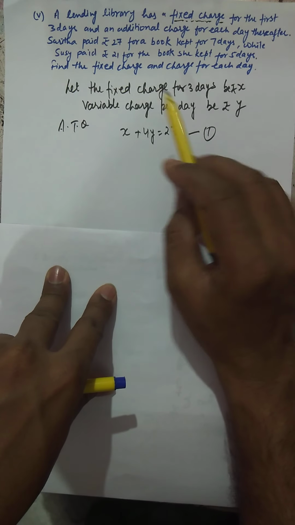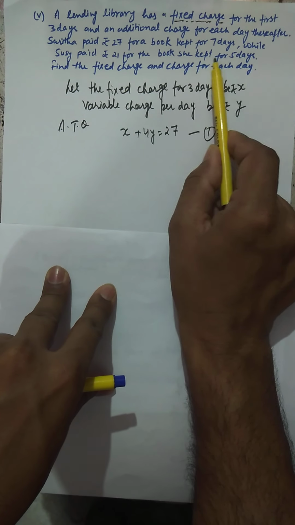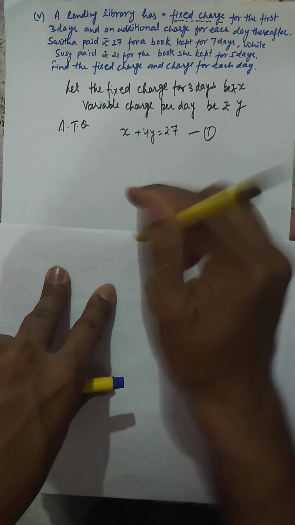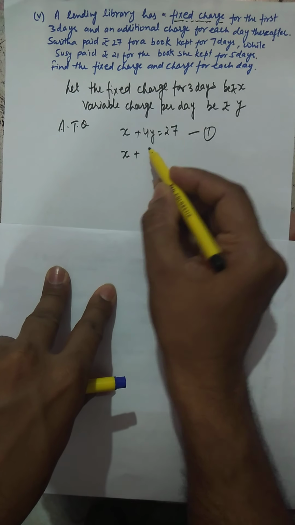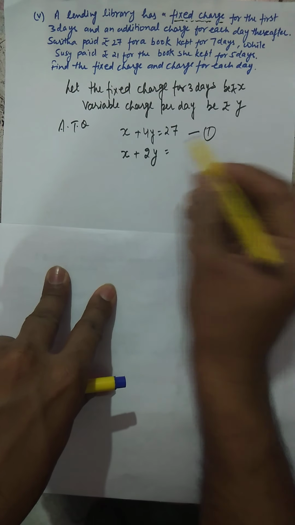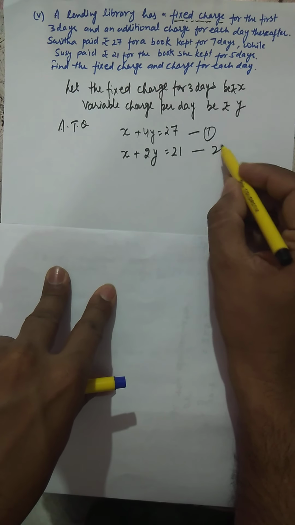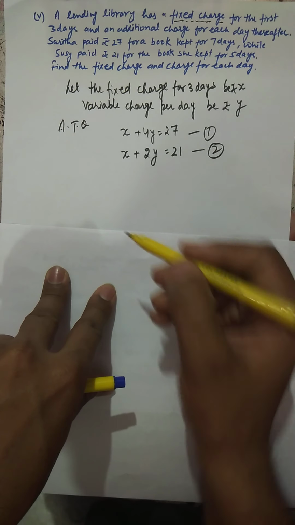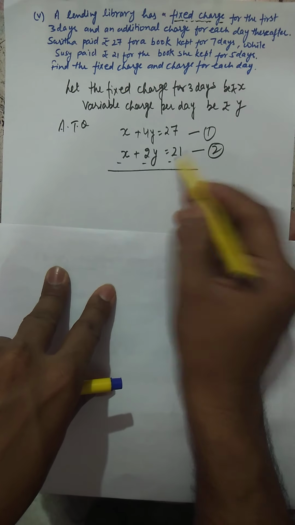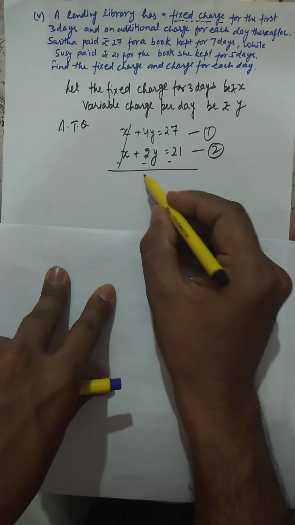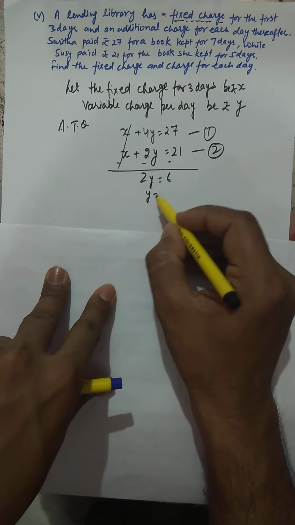In the second condition, Susy paid 21 for the book she kept for 5 days. From 5 days you can subtract 3. So for 3 days you are paying X and for the rest of the 2 days you are paying Y, so 2Y, and the total is 21. So this is your equation number 2, and it can be solved very easily. We subtract this way, and X gets cancelled. This is 2Y and this becomes 6. So Y is now 3.